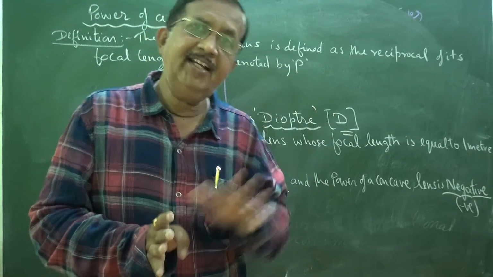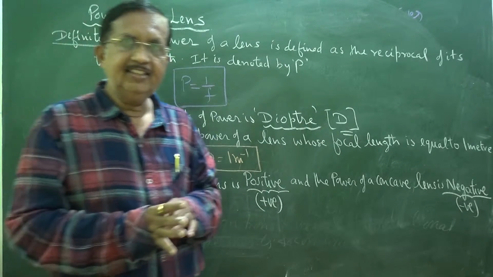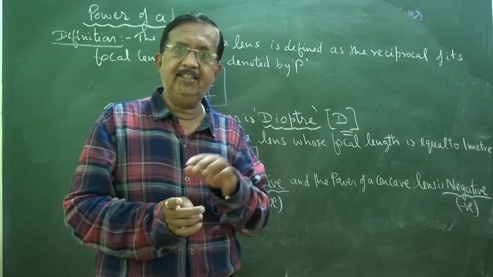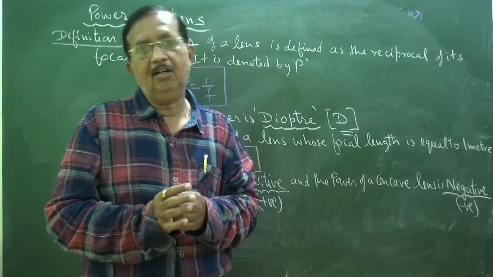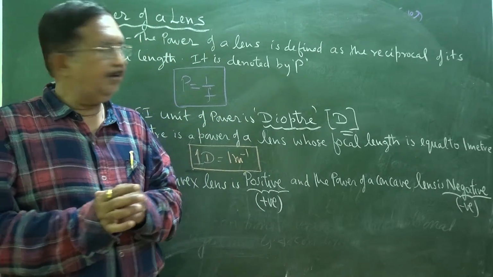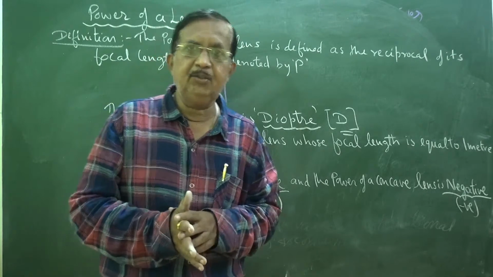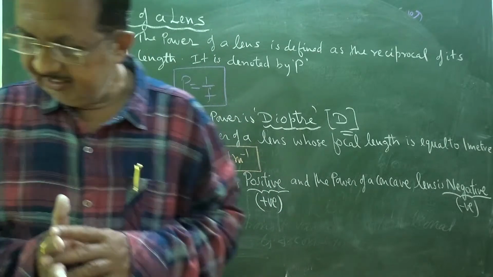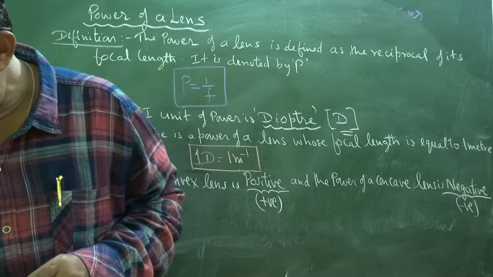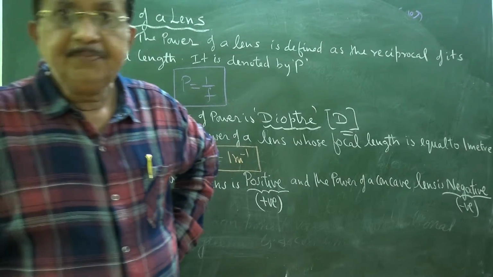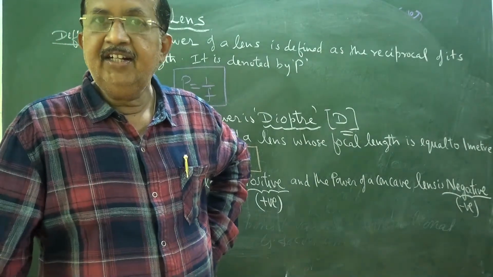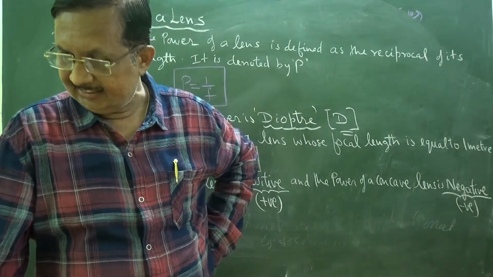Let P be the net power of a lens, and P1, P2, P3 the combination of the powers. So the net power P is expressed as P is equal to P1 plus P2 plus P3. Okay, children, to design, we must use the different powers of the lenses.